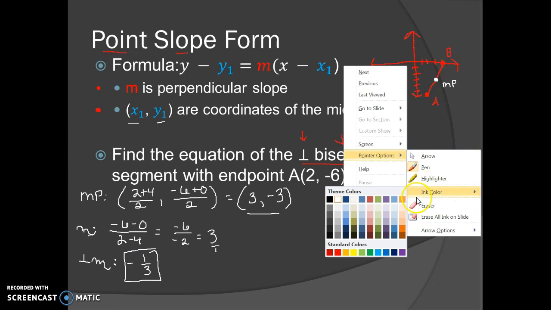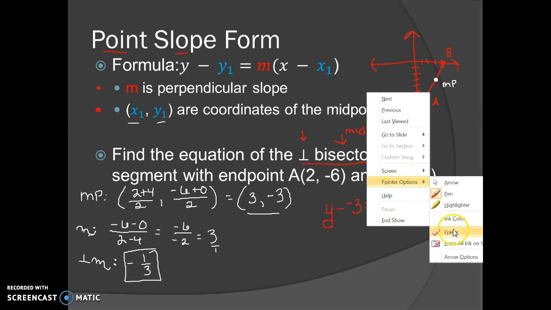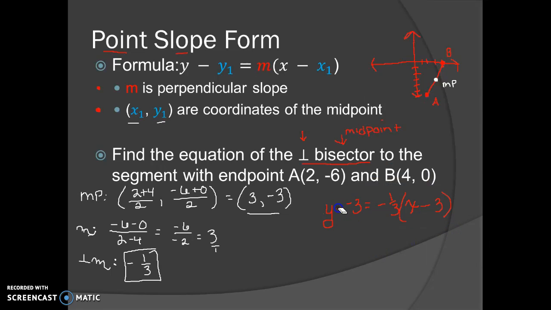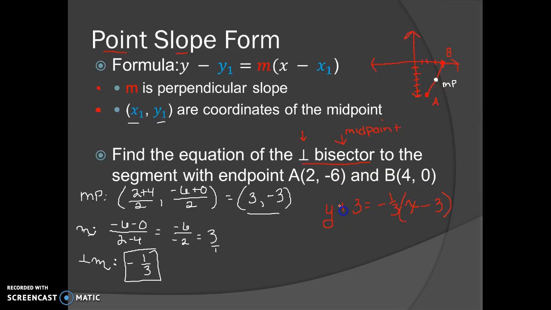So to determine what our equation would be, we want to do y minus y1, so y minus negative 3, equals the perpendicular slope, which is negative 1/3, times x minus the x-coordinate of the midpoint, which is 3. You may leave it in this format, although the only bit of simplification that I would like to see is minus a negative here. So y minus negative 3 should be y plus 3. But it is totally acceptable to leave this equation in this format. Let me know if you guys need any help.